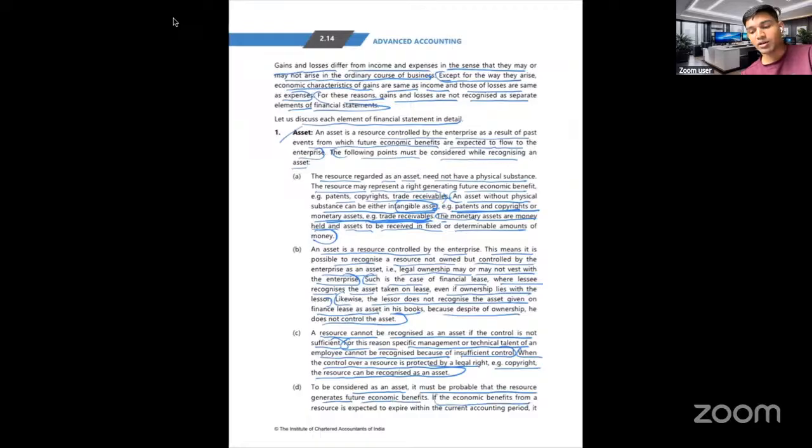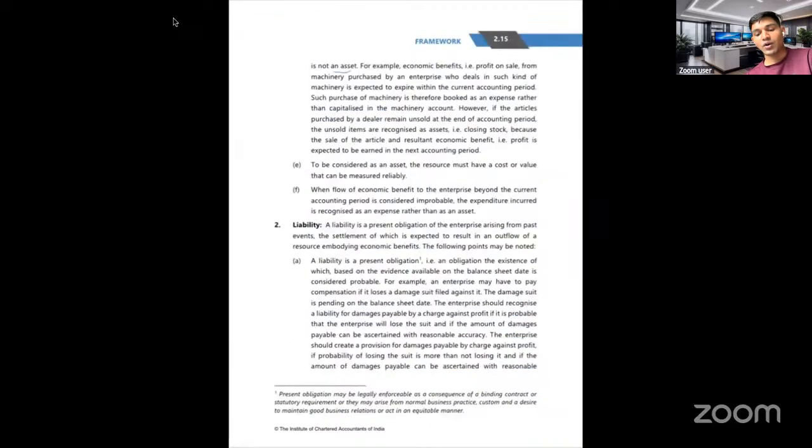If the economic benefits from a resource are expected to expire within the current accounting period, it is not an asset. For example, the profit on sale from machinery purchased by an enterprise that deals in such kind of machinery is expected to expire within the current accounting period, and such purchase of machinery is therefore booked as an expense rather than capitalized in the machinery account.